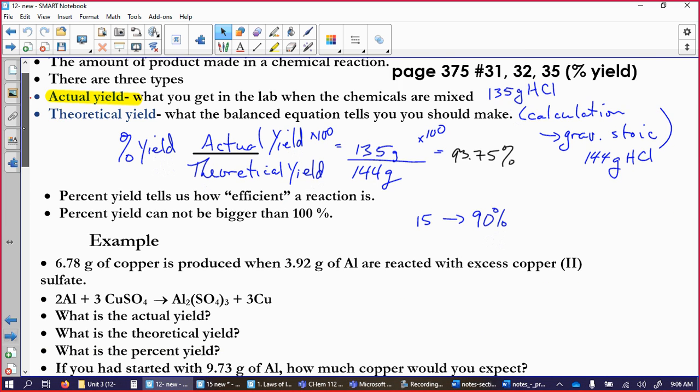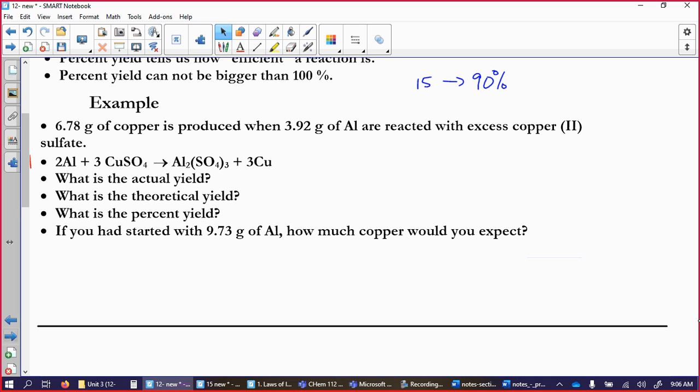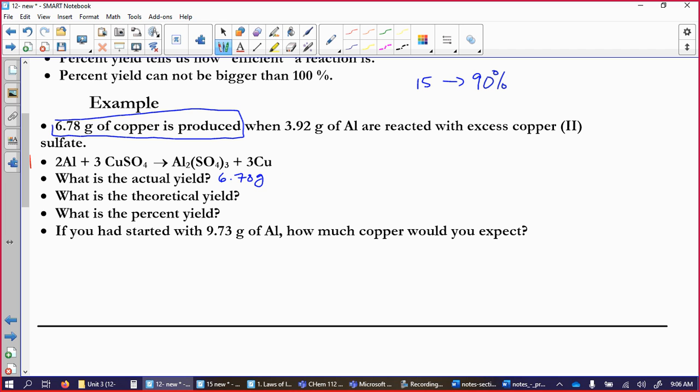So 6 grams of copper is produced when 3.92 grams of aluminum are reacted with blah, blah, blah, according to this reaction. What is the actual yield of copper? Well, it tells us 6.78 grams of copper. So that is our actual yield. Our theoretical yield has absolutely nothing to do with our actual yield.